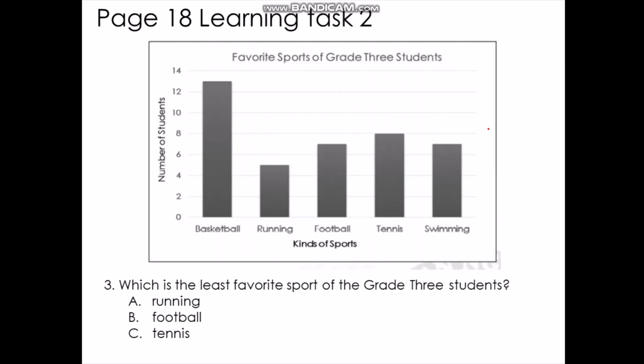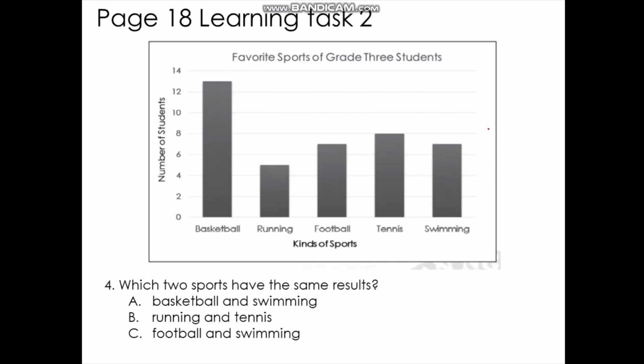Number 3, based again on the table, which is the least favorite sport? Who has the smallest number there? Is it A, running, B, football, C, tennis? Number 4, which 2 sports have the same result? They have the same number. A, basketball and swimming. B, running and tennis. C, football and swimming. A, B, or C.